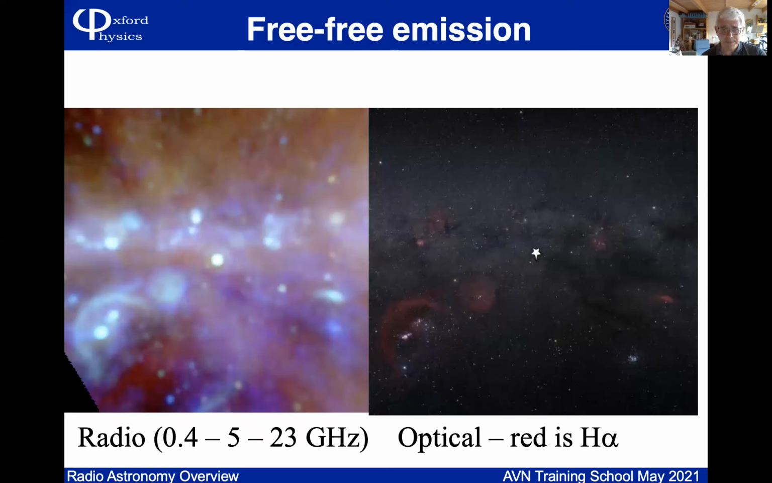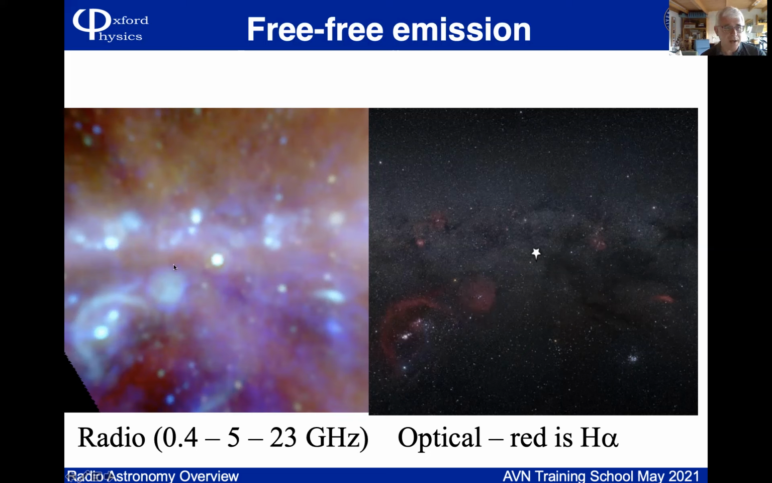And so here's, again, a comparison between the radio and the optical. So in this optical image on the right, you can see a nice chunk of sky near the plane of the Milky Way. This is actually Orion down here. We've got the Orion Nebula in the center. This is Lambda Orionis, another star-forming region. And what you can see in the optical image is where you've got this red gas, that's hydrogen alpha emission. So that's telling you that there's ionized gas.